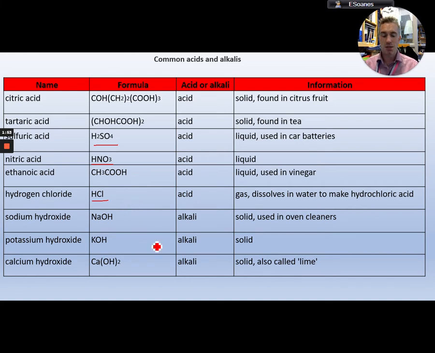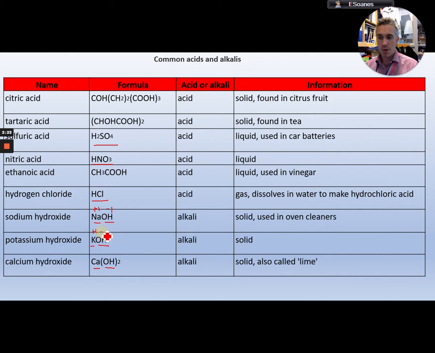But bases, good examples of bases. Here we have sodium hydroxide, NaOH. Potassium hydroxide, KOH. And another one, calcium hydroxide. Why is there a little 2 there, but there isn't here? Well, remember, these are group 1. Group 1s have a charge of +1. OH has a charge of -1. +1, -1, easy.